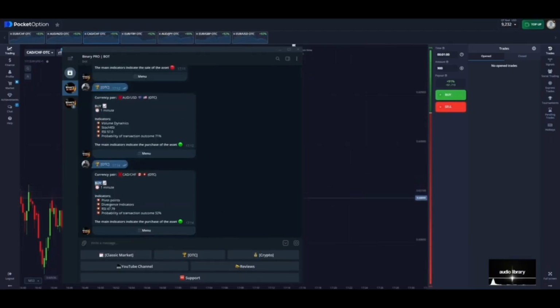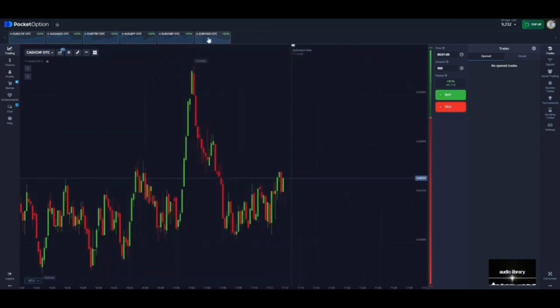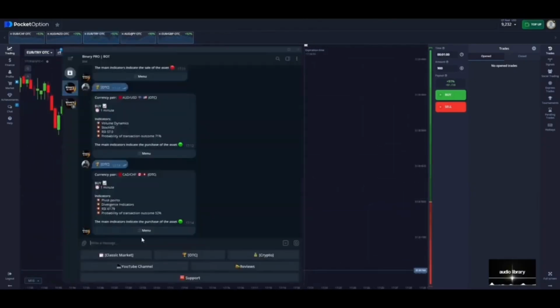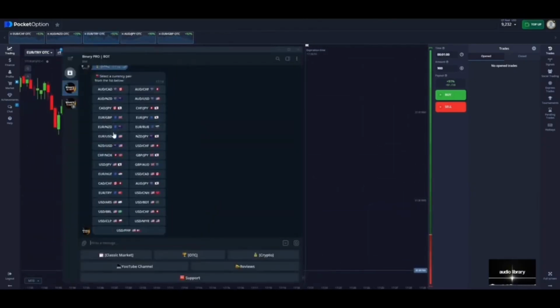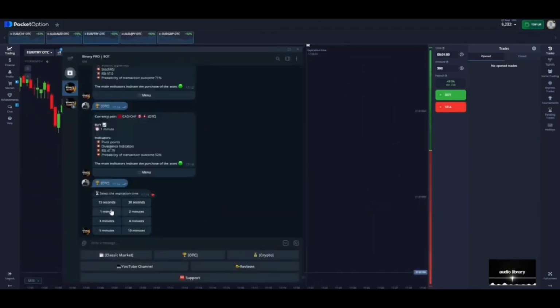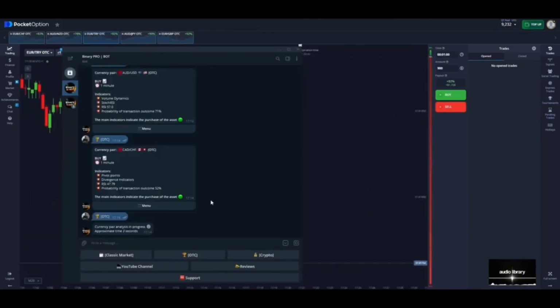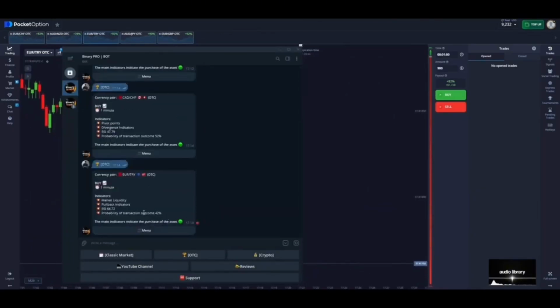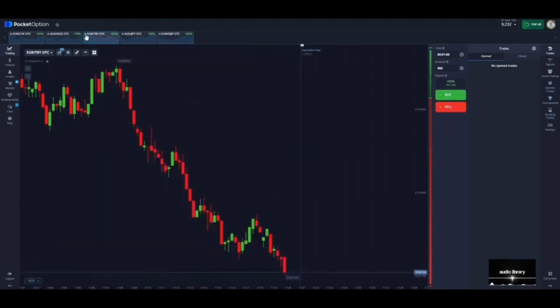The trading bot recommends opening a buy trade with a 52% profit probability. I don't want to take the risk, so there are other currency pairs to choose from, and I will move on. Euro to Turkish lira, here we see the situation is even worse, 42%, so definitely need to take the next one.